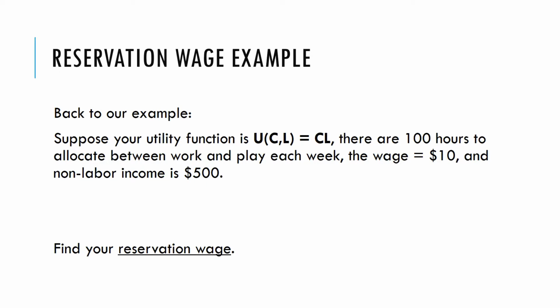Let me show you how to find the reservation wage, and I'm going to use the same example we used in the last video when we solved the utility maximization problem. The difference here is that we don't even need to know what the market wage is to find someone's reservation wage. And remember, the reservation wage is that wage where they're just indifferent between working and not working. Above the reservation wage, they're definitely going to work, and below it, they're definitely not going to work.